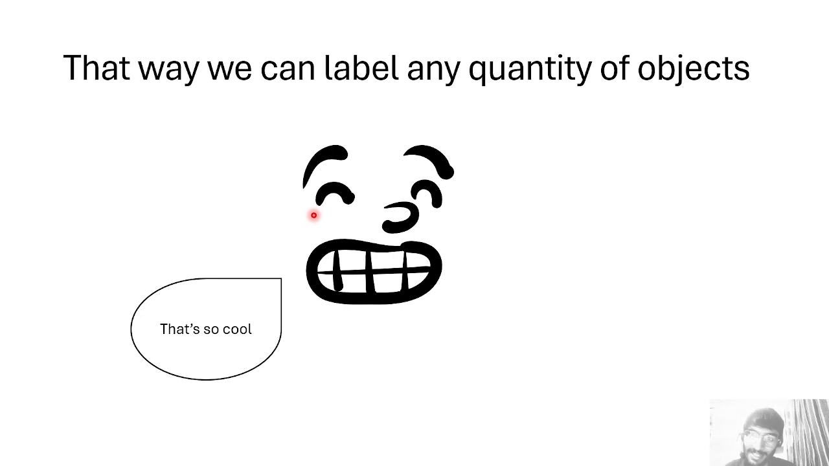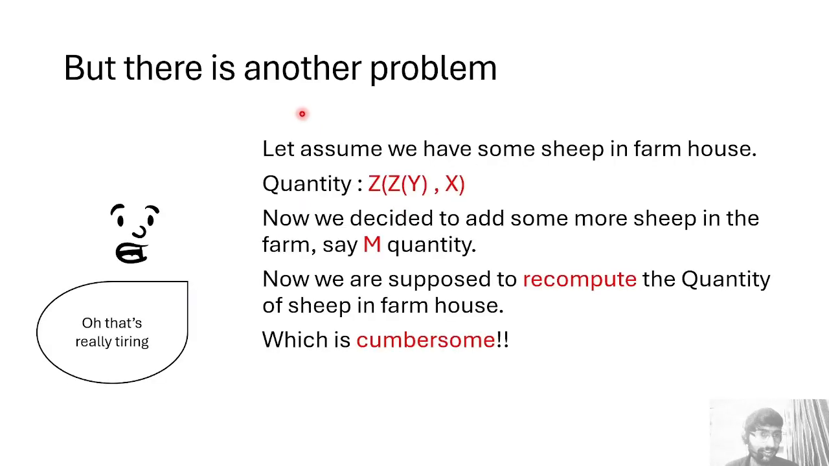So that way we can label any quantity of objects. That's so cool. I know, Frank, it's cool. But there is another problem here. Let's assume we have some sheep in a farmhouse with this quantity, and now we decided to add some more sheep to the farm, say m quantity. So now we are supposed to recompute the quantity of sheep in the farmhouse, which is cumbersome.